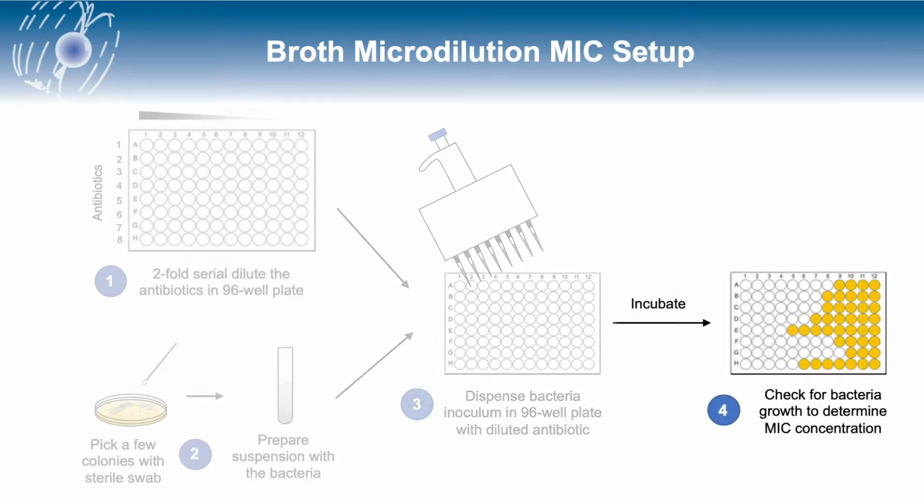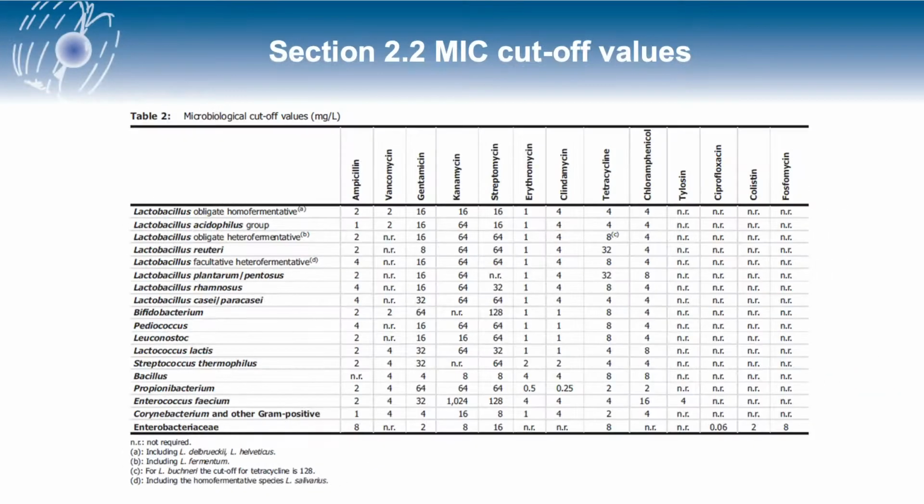The serially diluted antibiotic and the bacteria suspension are combined in Step 3. After incubation, the MIC is determined in Step 4 by checking the 96-well plate for bacterial growth, either by eye or by using a spectrophotometer. The MIC is defined as the lowest concentration of an antimicrobial that inhibits bacterial growth. At Emery Pharma, we often have clients that request antimicrobial testing against their bacterial feed additives. Shown in the current slide is a table listing the required antimicrobials to be tested for various microorganisms, as required by the EFSA FEEDAP guideline.